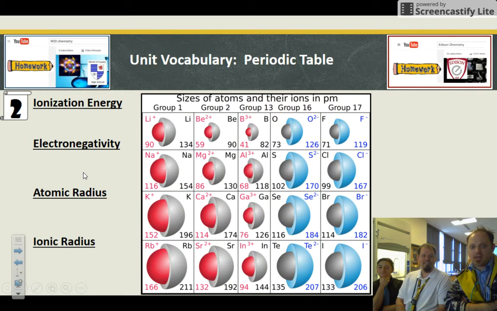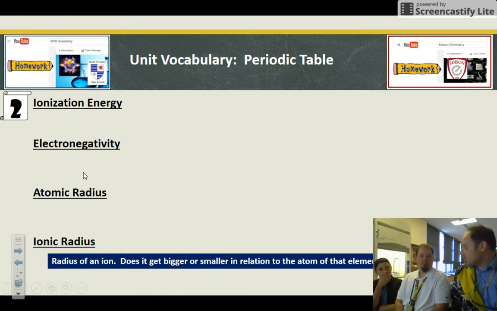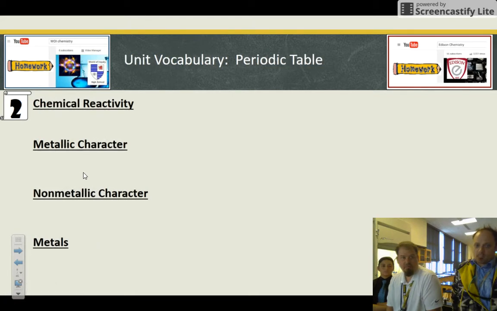Ooh, ionic radius. I love this chart because it shows you both the atomic radius and the ionic radius. All right, and it's the radius of an ion. Simply put, does it get bigger or smaller when it loses or gains electrons? That's what you've got to know in relation to its parent element, right?